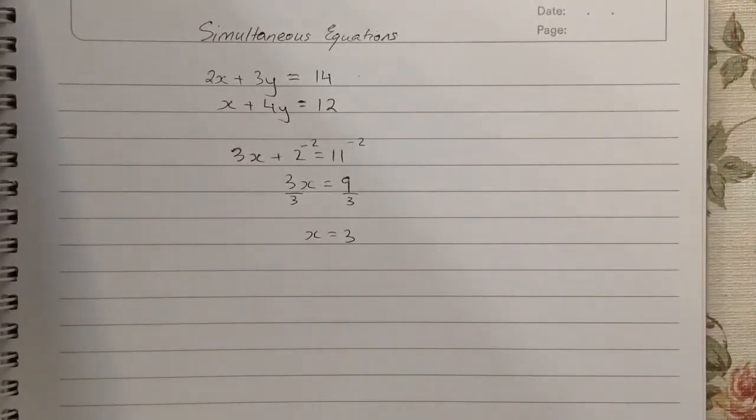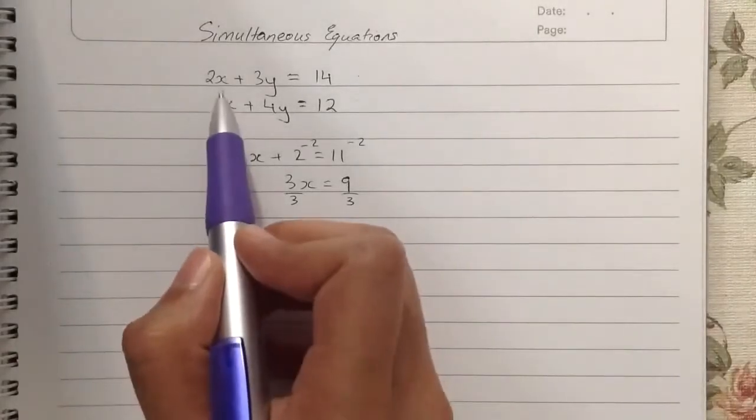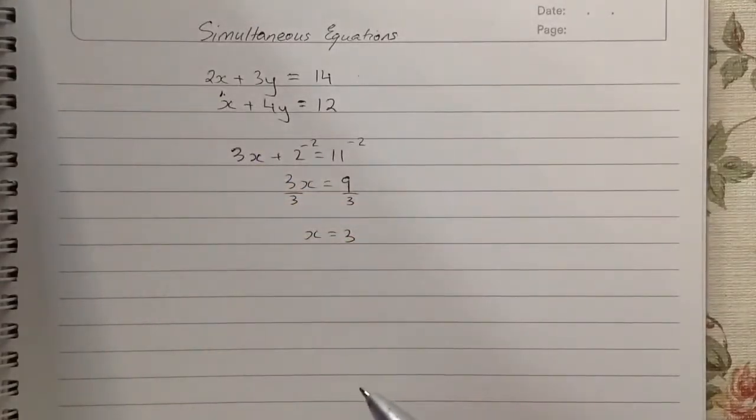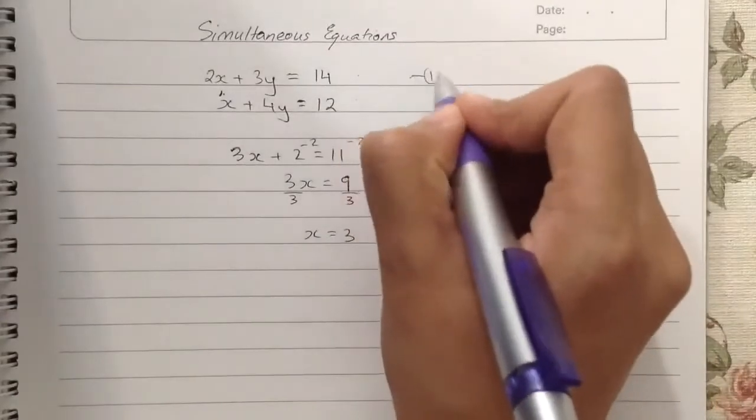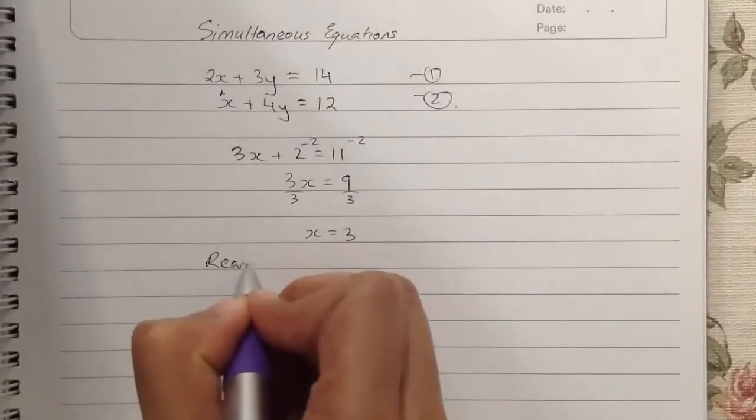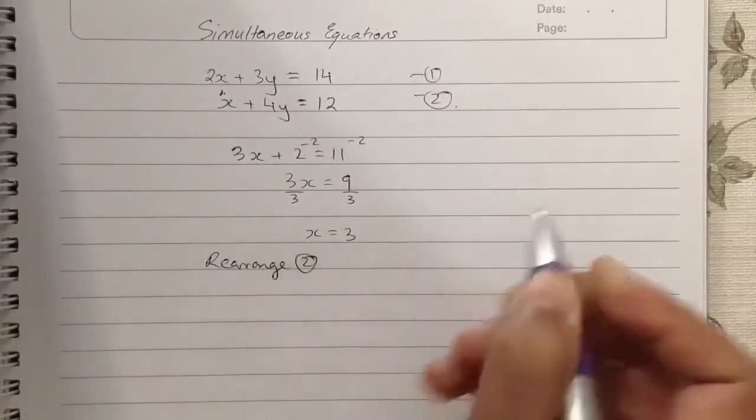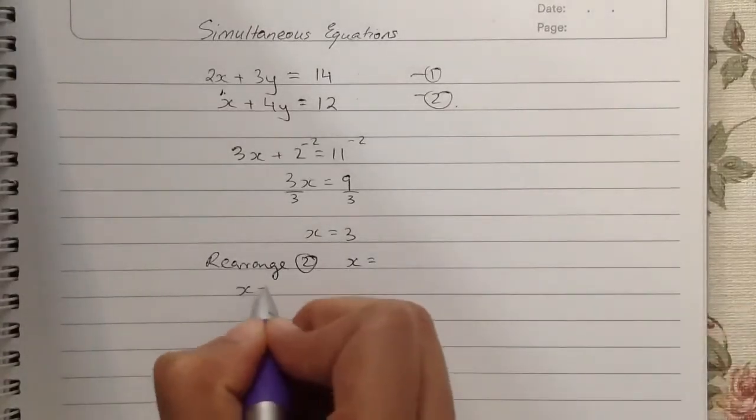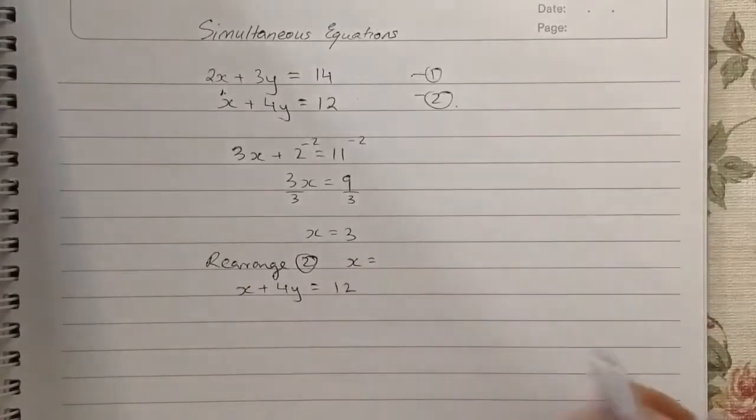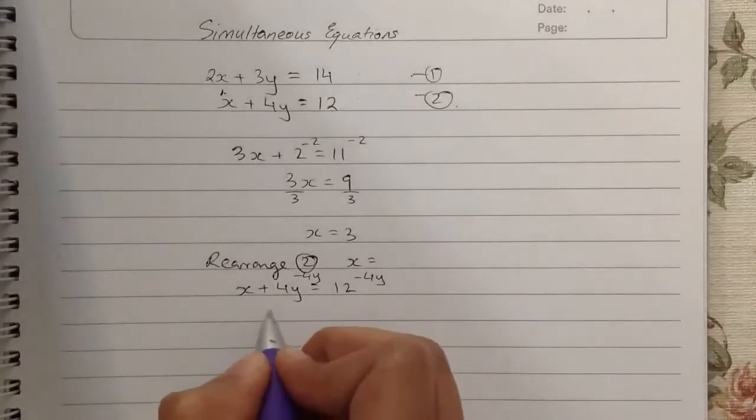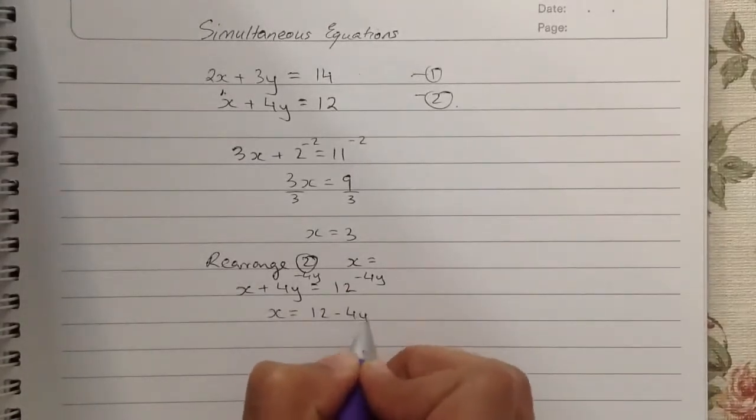So how do we do that? Well, in the method of substitution, we replace one of the unknowns. For example, we replace x with what x means in terms of y. And to do that, we use the second equation. So if you rearrange equation 2 to get what x equals, this is what we would do. So x plus 4y equals 12. So we can minus 4y from both sides, giving us x equals 12 minus 4y.